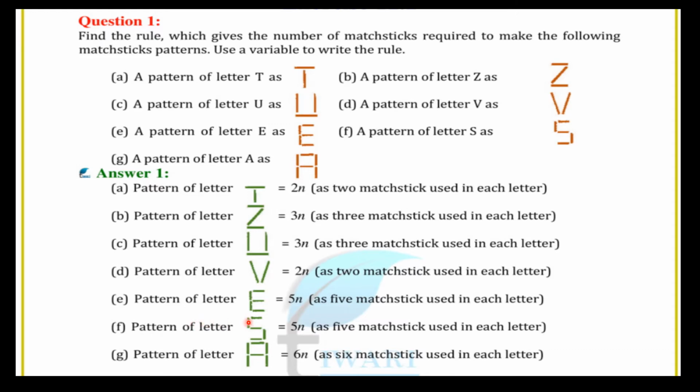Here for letter S, the number of matchsticks is 5. Again the pattern is 5n. Come on, for letter A, count the matchsticks, 1, 2, 3, 4, 5, 6. So, the pattern is 6n because 6 matchsticks are used for forming the letter A. So, the pattern for letter A is 6n.